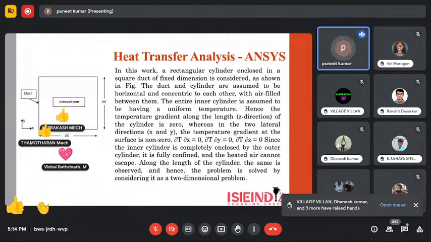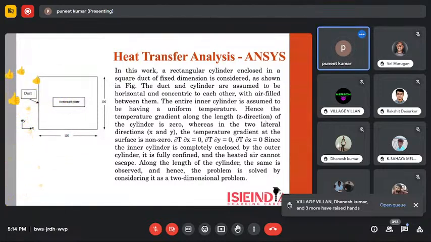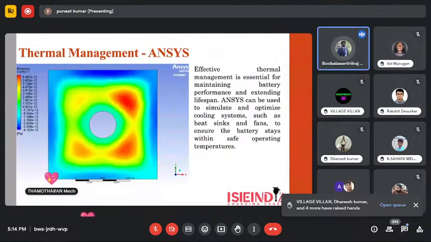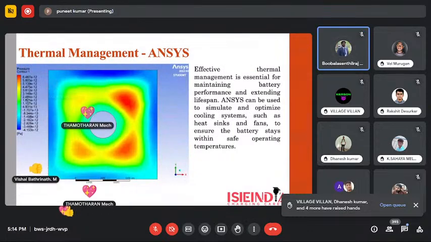Screen not visible. Heat transfer analysis screen is not visible? Yes, screen not visible. No, sir, it is visible there. Now we are in thermal management and this slide. Okay.